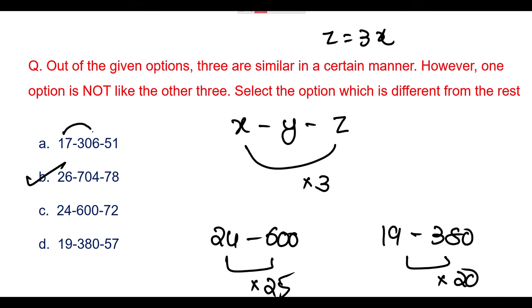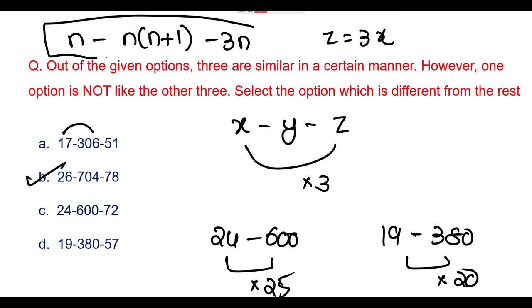17 multiplied by 18: 7 into 8 is 56, ending with 6. Units place matches. So this is n, the next one is n into n plus 1, and the last one is 3n. The logic is like this: n, n into n plus 1, finally 3n. We need to map in that way. Option B is the one which is not satisfying that. Clear?